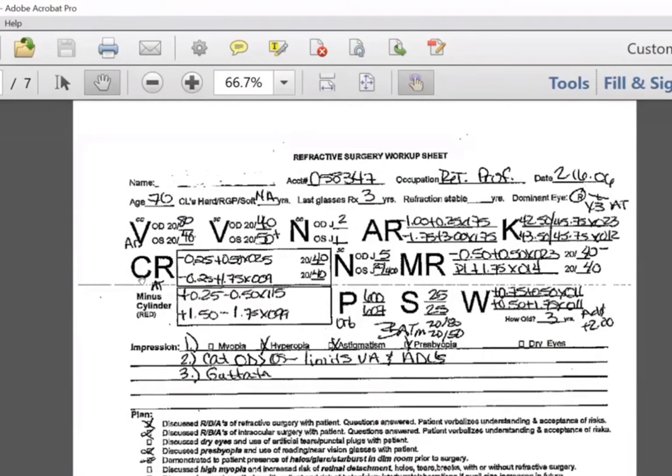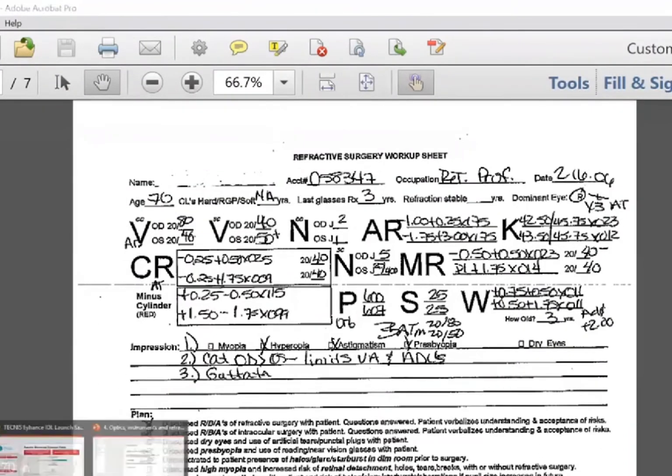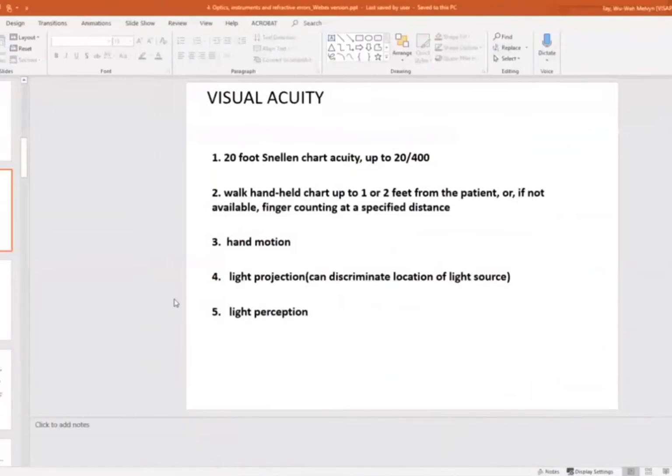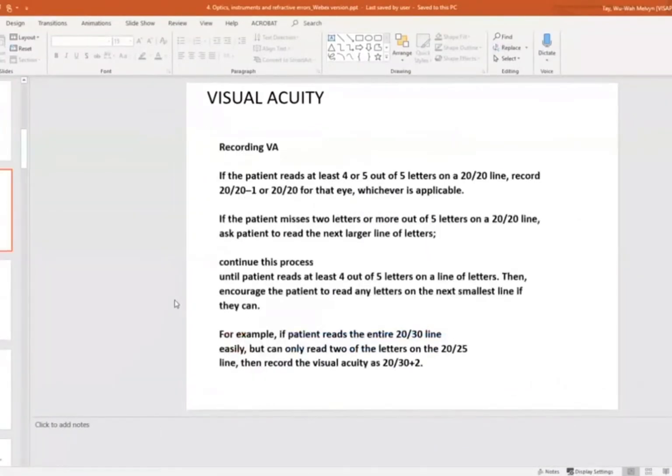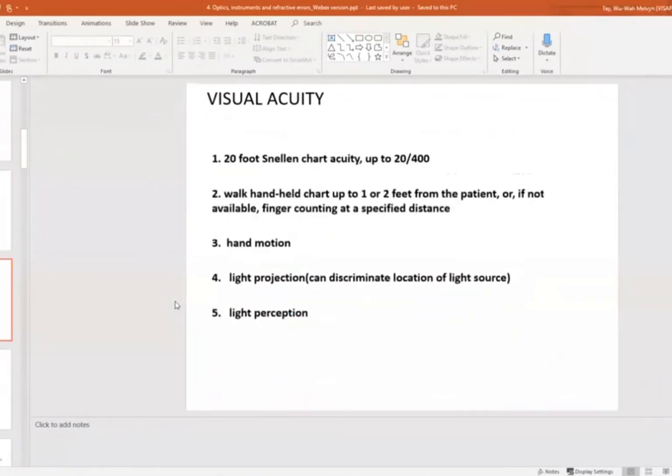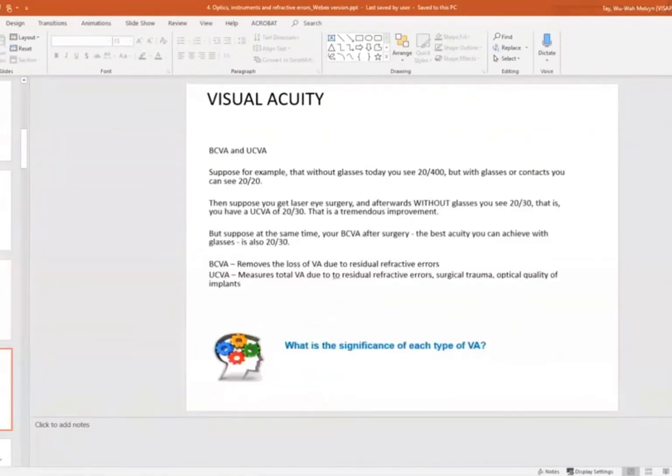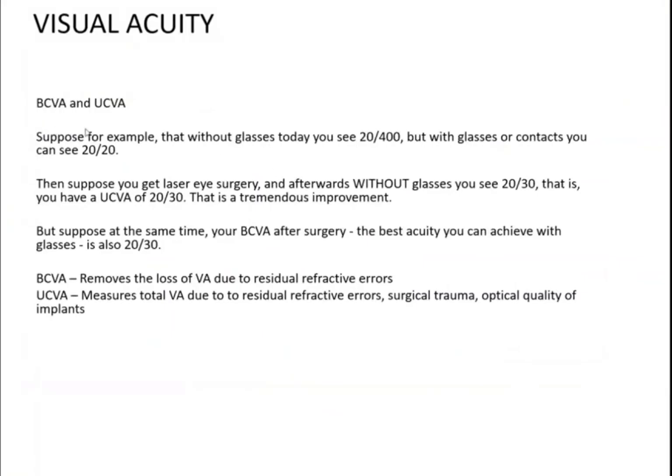So that's going to be important for us to take note of as well. Best corrected visual acuity is the visual acuity that you can get with the spectacle correction. So that's the best corrected that you can get. And uncorrected visual acuity is visual acuity that's without correction. So without spectacles or without contact lenses, what is the uncorrected visual acuity?